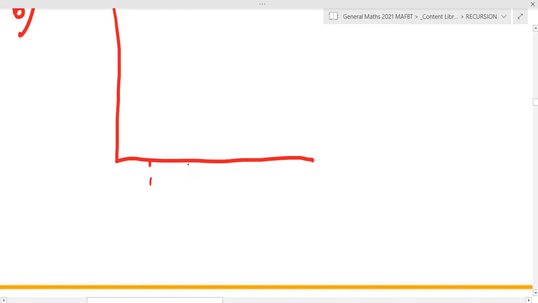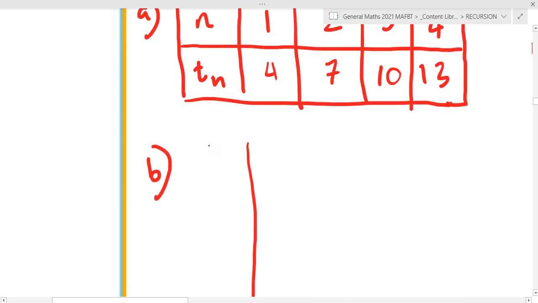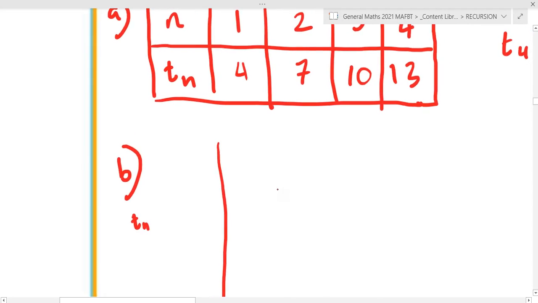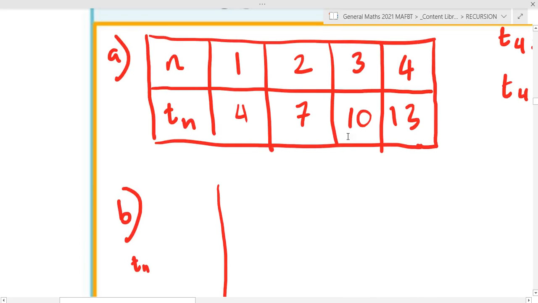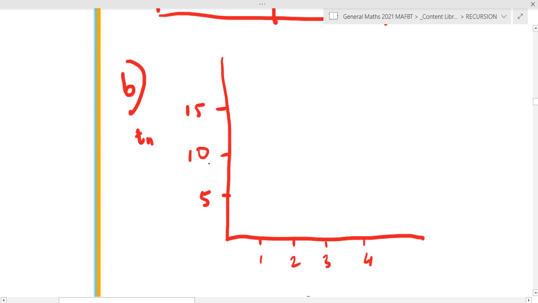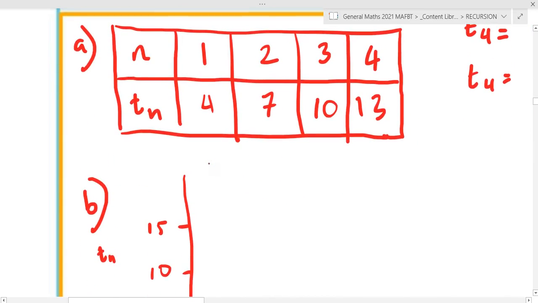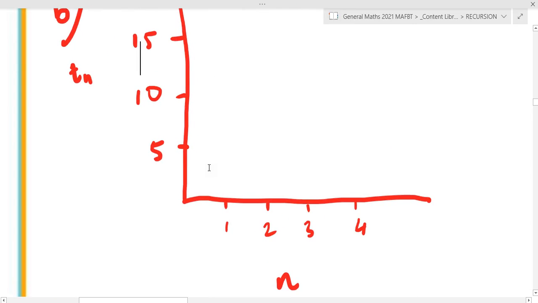So this is 1, 2, 3, 4. This is my term number. And over here, on my y-axis, I can see Tn. Sorry that it's all red, it won't let me change color for some reason. These ones, it looks like it's gone 4, 7, 10, 13. I might just go up by 5s, up to 15. So 5, 10, and then 15. Okay, so my Tns are there. Now we're going to graph this. Term 1 is 4, so on n number 1 it's 4, so it should be about here, just under the 5.